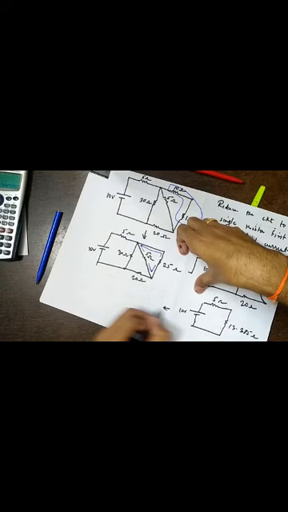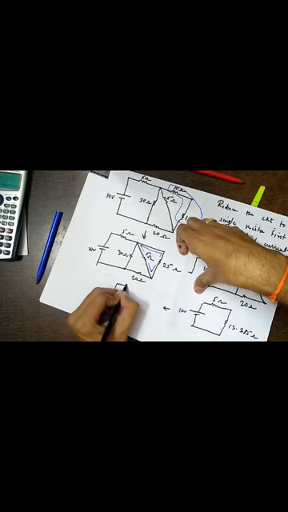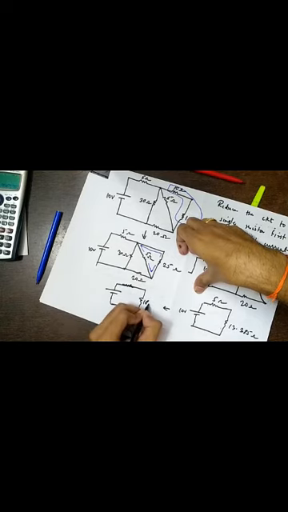So 10 volts, 5 ohms, 13.385 ohms. So this is 5 ohms. So finally these two are in series. So no, this will be shorted. 18.385 ohms. This is 10 volts.